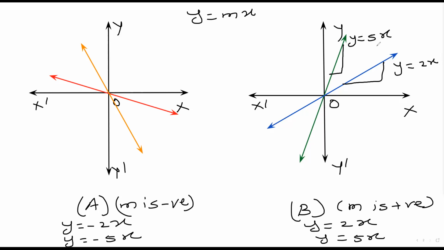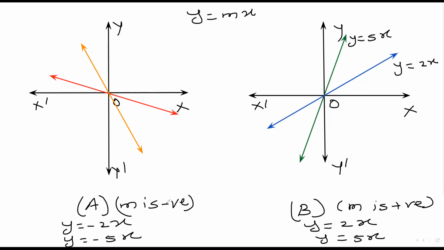Okay, I'm just saying this 5 is greater than 2, so the green line will have more slope compared to the blue line. Okay, this is what I mean by that. Similarly, the red line has a lesser slope. But it is negative, so the red line has a negative slope but less. The orange line also has a negative slope but more. Do you understand what I'm saying?